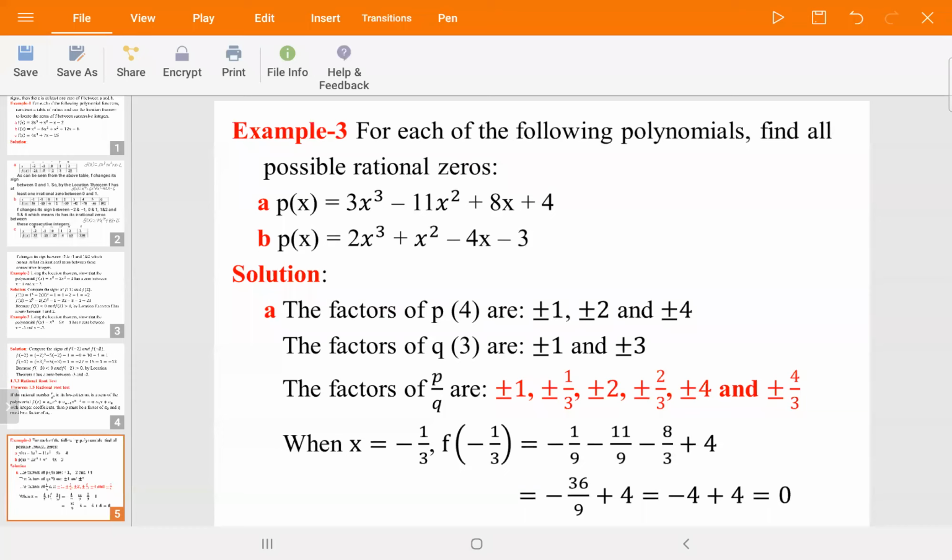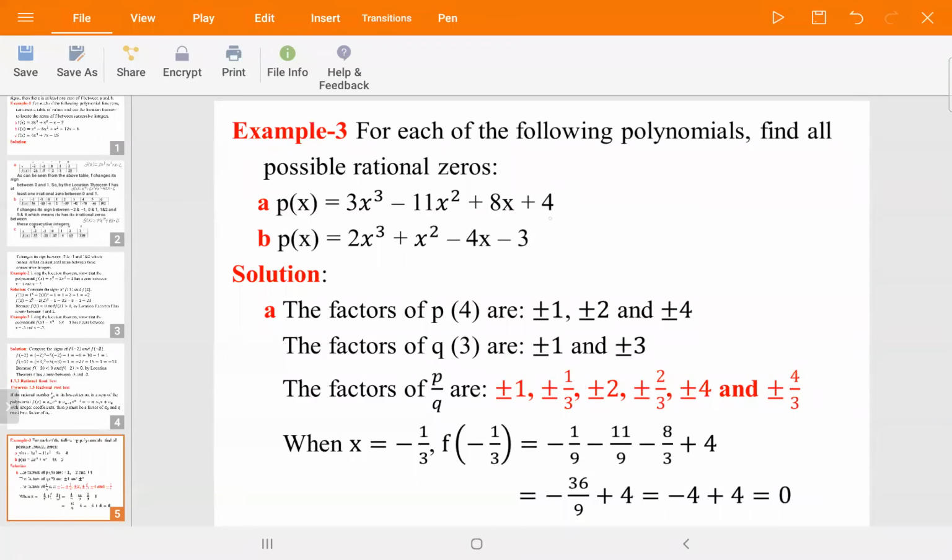All the coefficients of the polynomial must be integers. Unless the coefficients of a polynomial are integers, we cannot use the rational root test theorem. So this is the first condition. If all the coefficients of a polynomial are integers, then we can use the rational root test theorem. To apply this, we only consider the leading coefficient and the constant term of a polynomial. In this case, the constant term is 4 and the leading coefficient is 3.